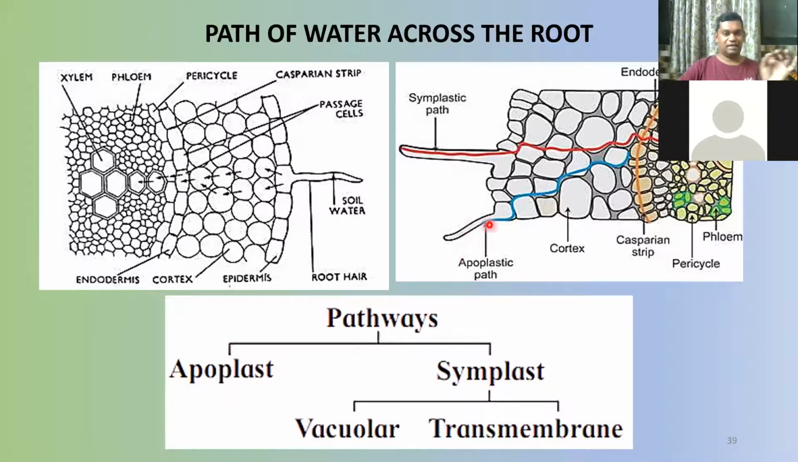The root hair, epidermis, cortex, endodermis, pericycle, xylem. The water is entering it. This is one of the ways in which water from the root hair reaches the xylem.